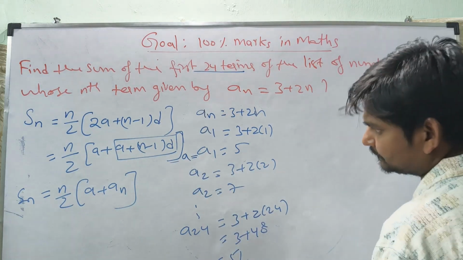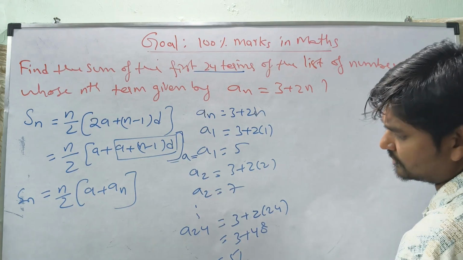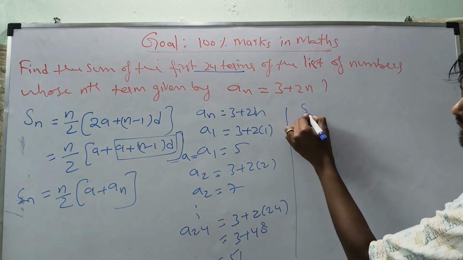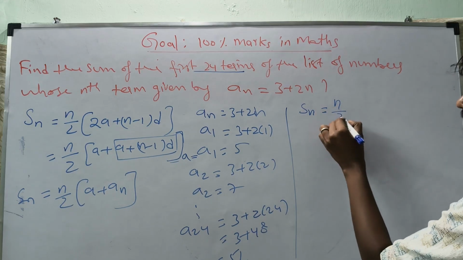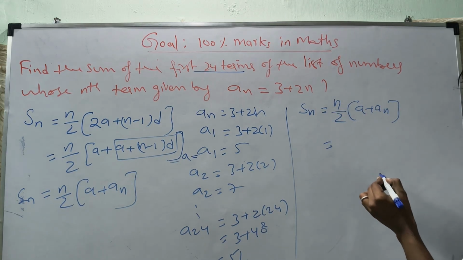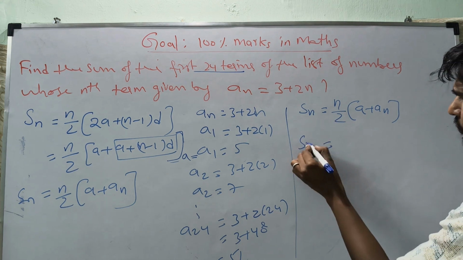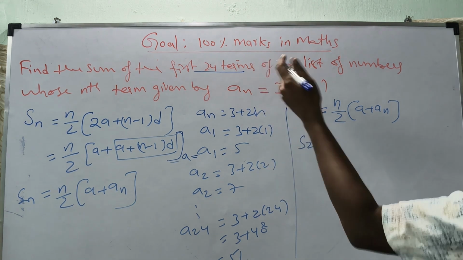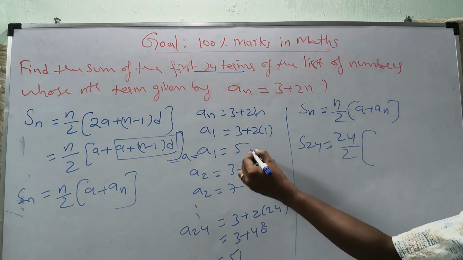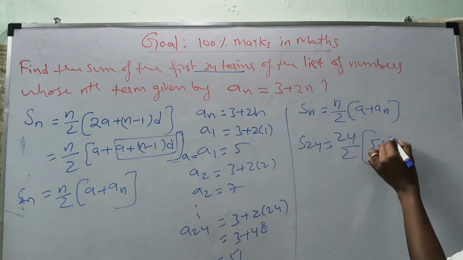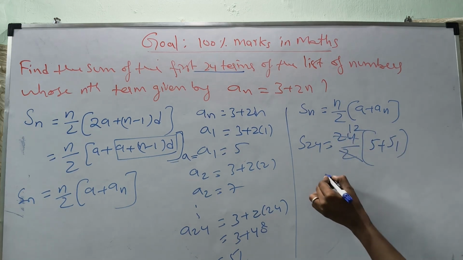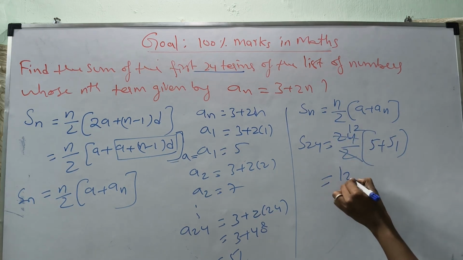Now we know the first term and the last term. Then can you substitute here? Then Sn is equal to n by 2 into a plus an, where n is equal to 24. Why? Because we are doing the sum of the first 24 terms. 24 by 2 into, now a is 5 plus an is 51. Now if you substitute, how many times can you cancel? 12 times. Now 12 into 56.